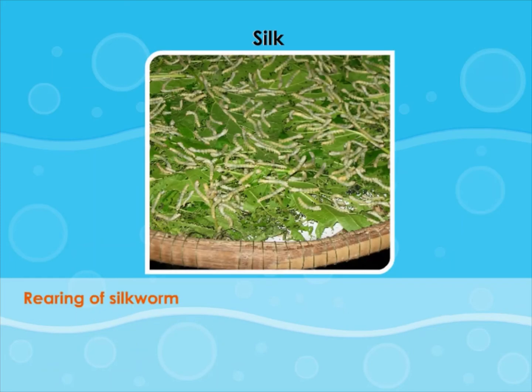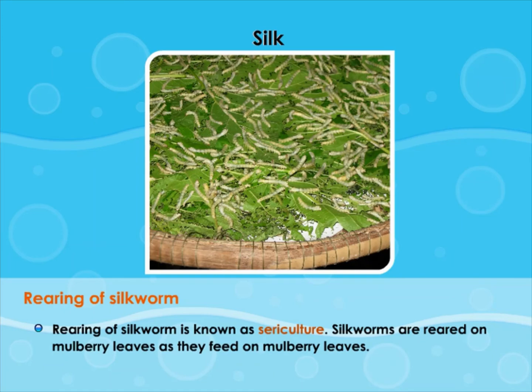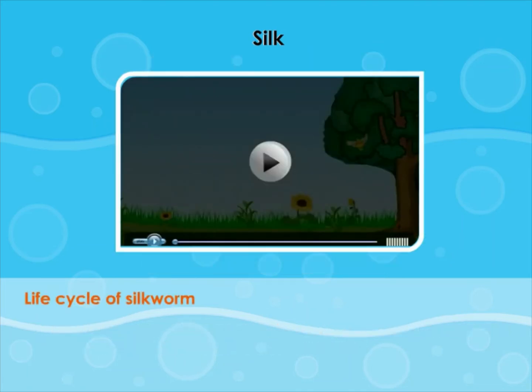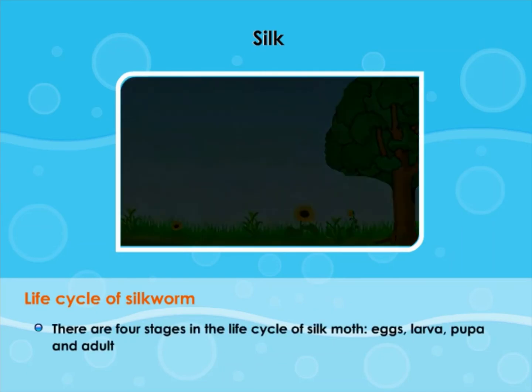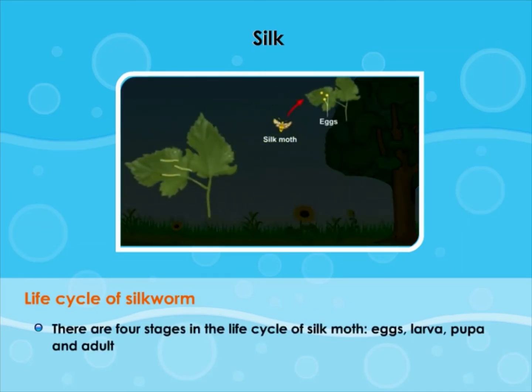Rearing of silkworm is known as sericulture. Silkworms are reared on mulberry leaves as they feed on mulberry leaves. Life cycle of silkworm. There are 4 stages in the life cycle of silk moth: eggs, larva, pupa, and adult. Let us understand the life cycle of silkworm from the video.